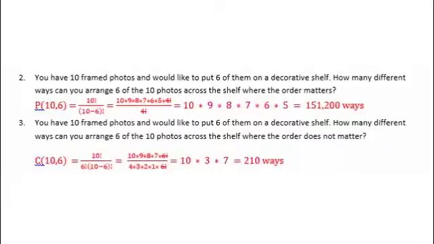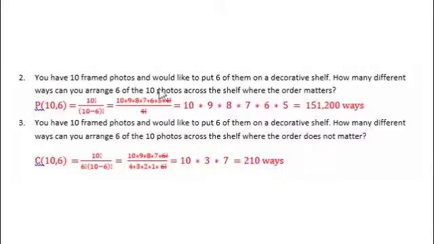on a decorative shelf. And then we want to know how many different ways you can arrange 6 of the 10 photos across the shelf where order matters. So the placement of it actually matters, whereas in number 3, the order does not matter. So when you have a problem where order matters, then you're going to find a permutation.